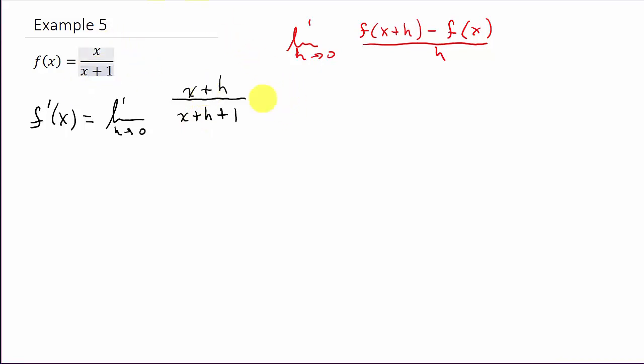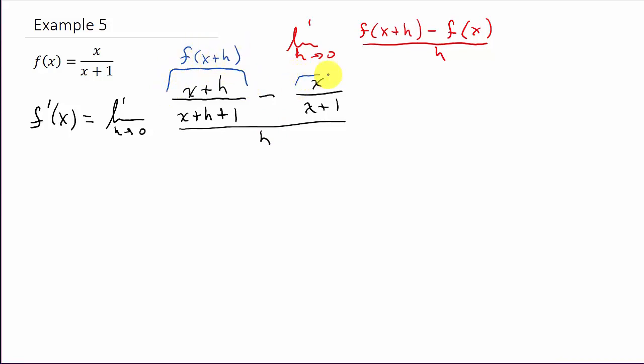And then that is minus f of x. Well, f of x is just x over x plus 1. So x over x plus 1, and all that over h. Okay, so this is f of x plus h, and this is f of x. Alright, so what we've got to do now is simplify this thing.